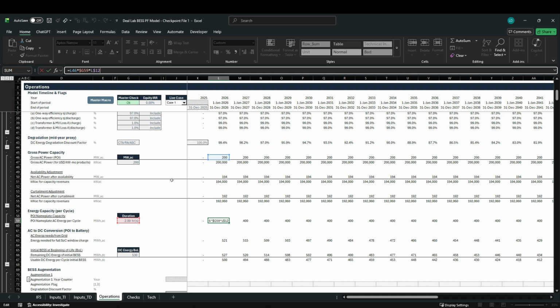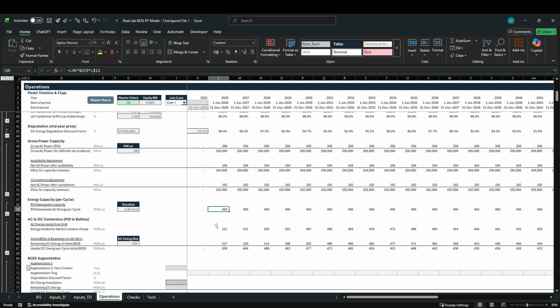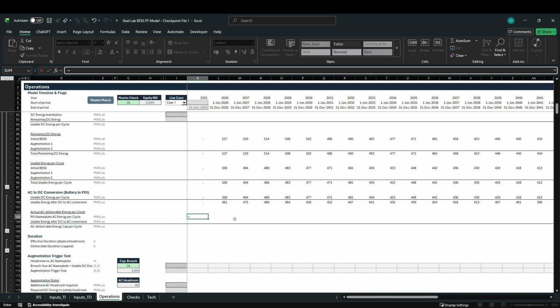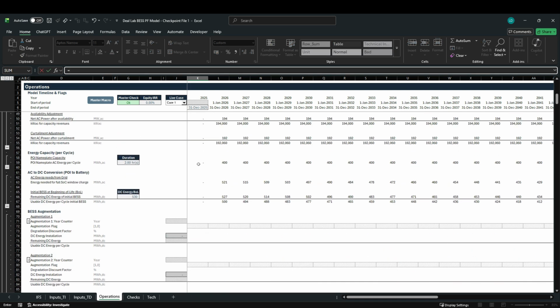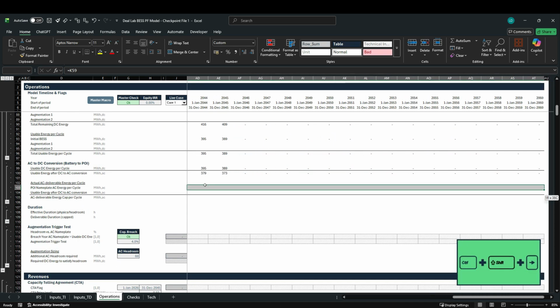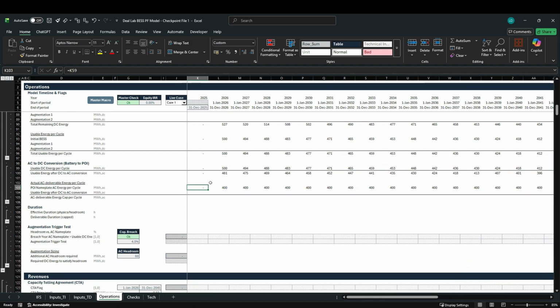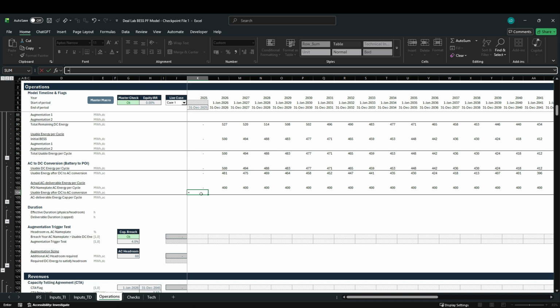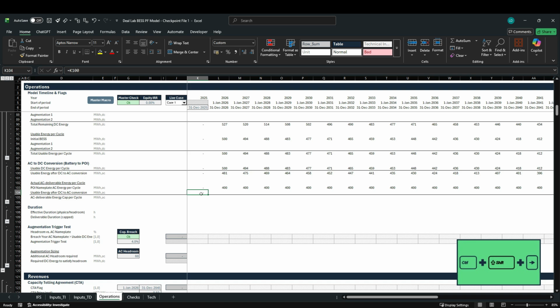So the nameplate AC energy is the gross power times duration. 200 times 2 is 400. And here we do a simple linkage to this value of 400 megawatt hours AC. Drag this one over, Control R. And in the next row, we have our usable energy after DC to AC conversion, which is again a simple linkage of what we have just calculated in row 100. Drag this one over, Control R.